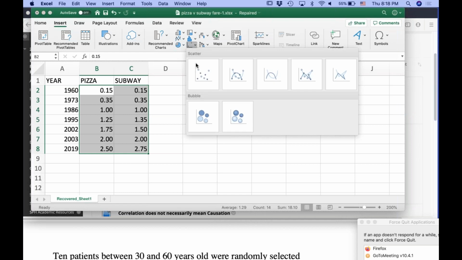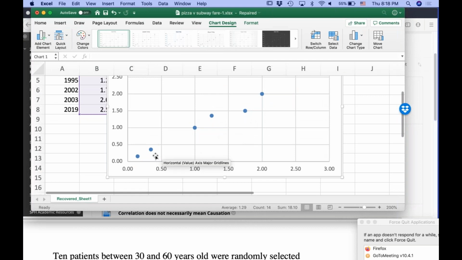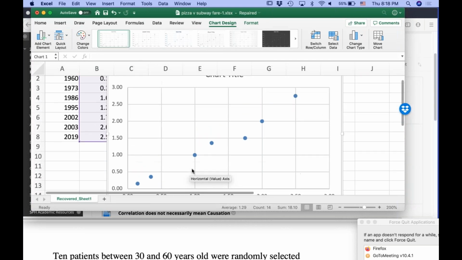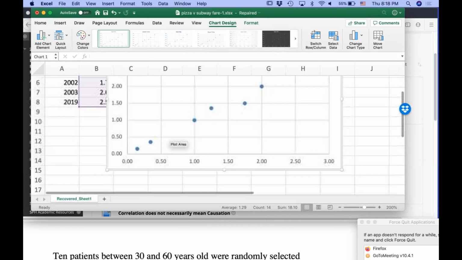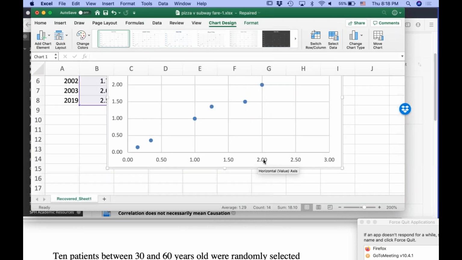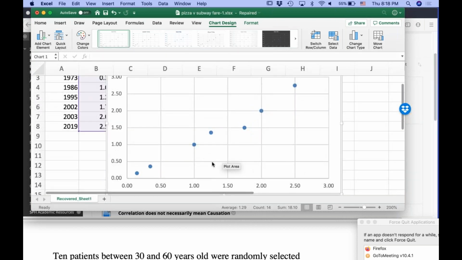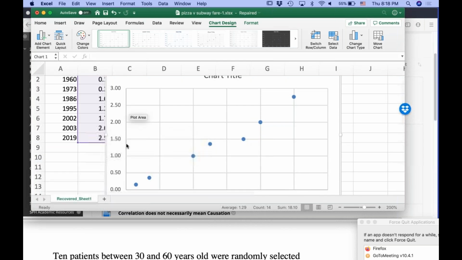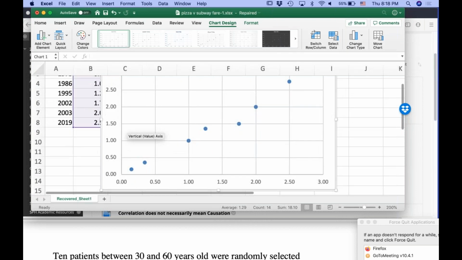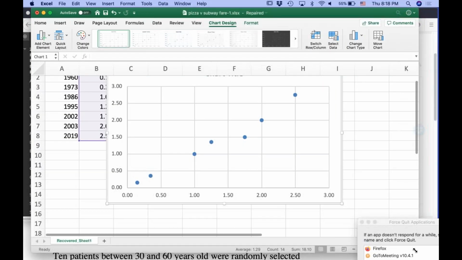I'm going to draw a graph called a scatter plot. What this represents is, on the bottom, the slide, I didn't cover the words pizza and subway, so I didn't mark the axes. I really should have. On the bottom is the price of a slice of pizza, and on the y-axis, the vertical axis, is the cost of a subway token, right? Cost of subway fare.